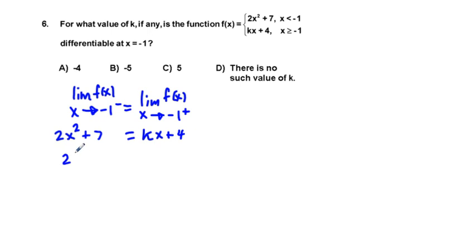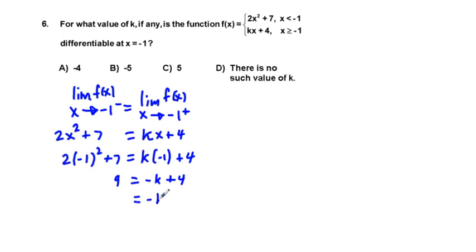So on the left side we have 2 times -1 squared plus 7 equals k times -1 plus 4, since x is -1. So we have 2 plus 7 on the left, which is 9, equals -k plus 4, and if we subtract 4, we have negative k equals 5. So multiplying by negative 1, we have k is equal to negative 5.